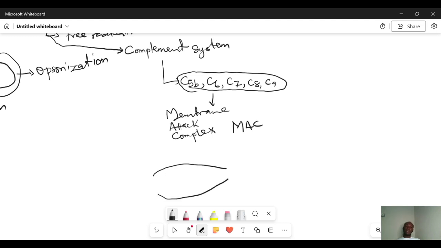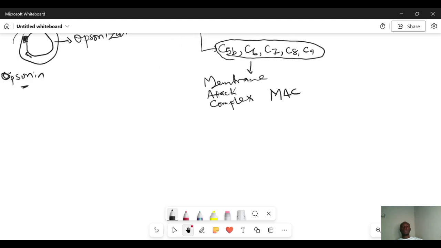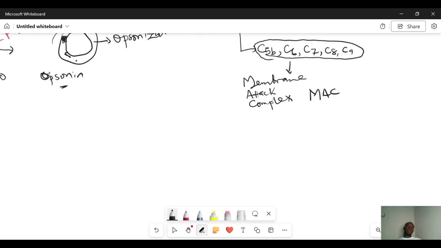Invests itself into the membranes of... I should draw a better diagram. I'm sorry, I've had some sort of issue with my writing setup. I don't know what's going on.